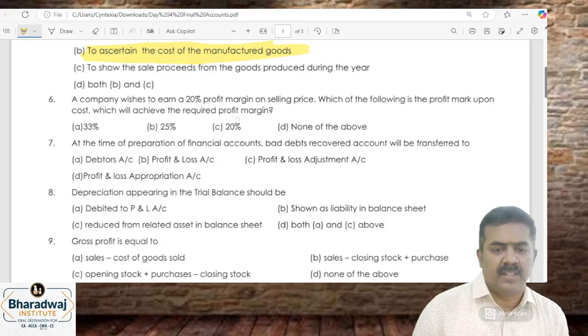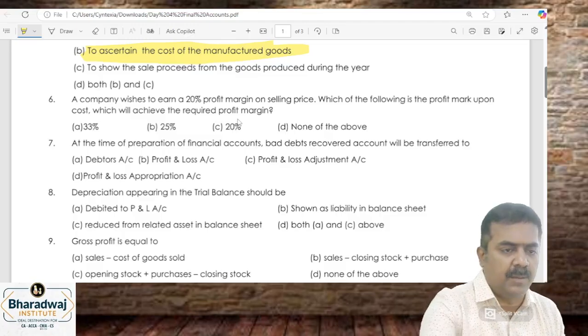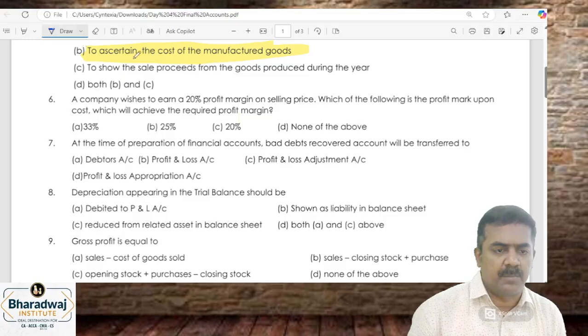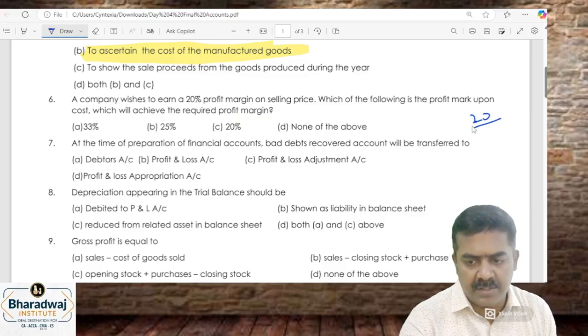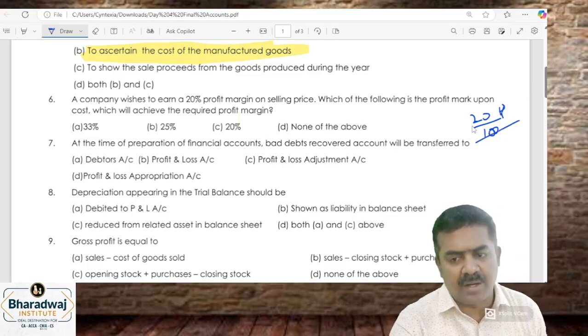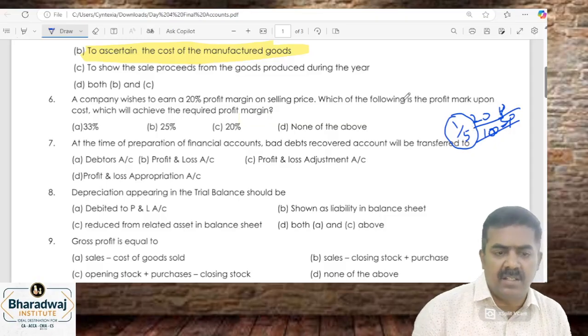Sixth question. The company wants to earn 20% profit on selling price. 20/100 on selling price. Profit on what? Selling price. Nothing but 1/5 on selling price. They ask you, what is the profit required on cost?